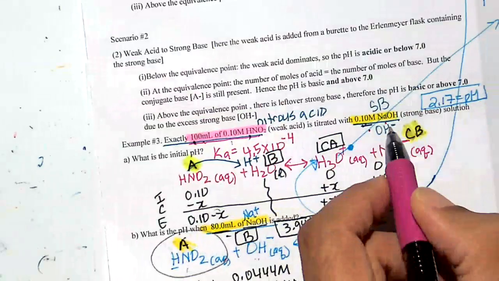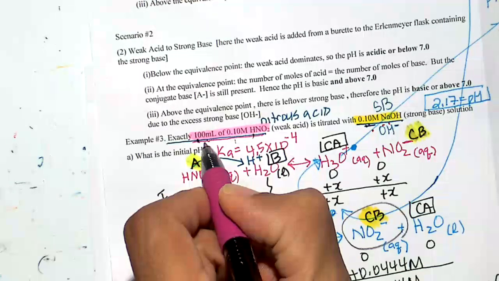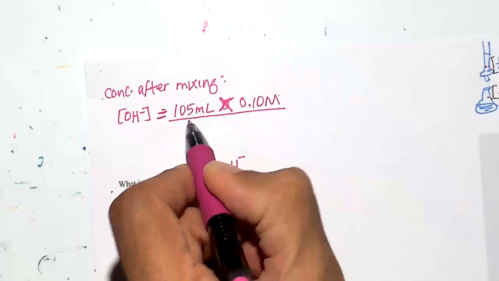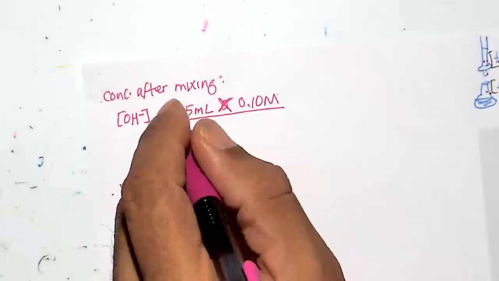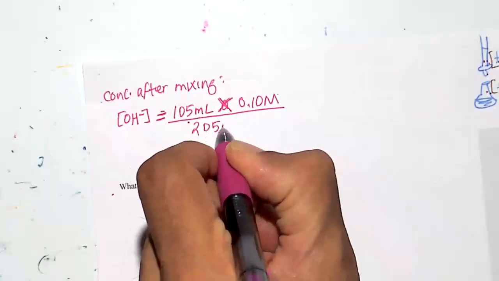Oh, I'm sorry. Strike that. We add 105 mLs of NaOH to how many mLs of HNO2? 100. So what is 105 plus 100? 205. Okay, does everyone see where I'm getting the 205? Okay, you add the volumes together. Total volume.